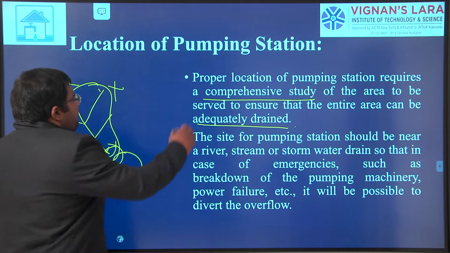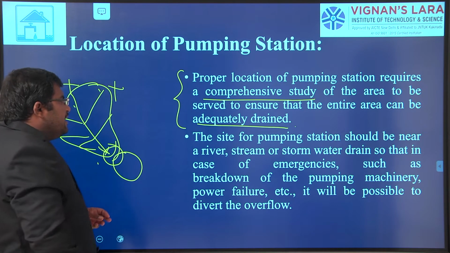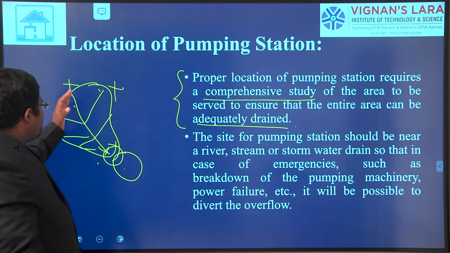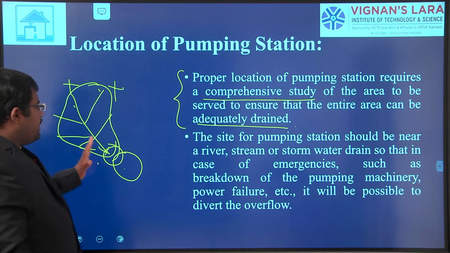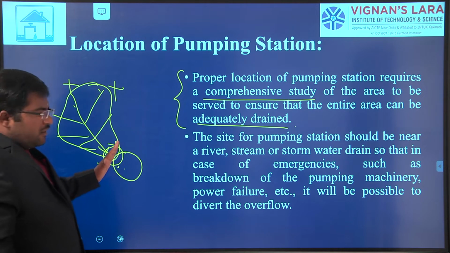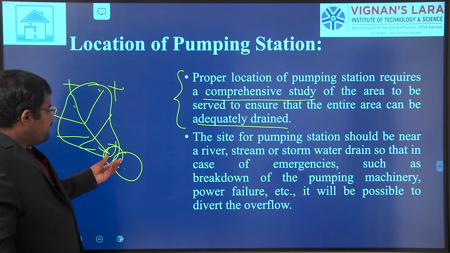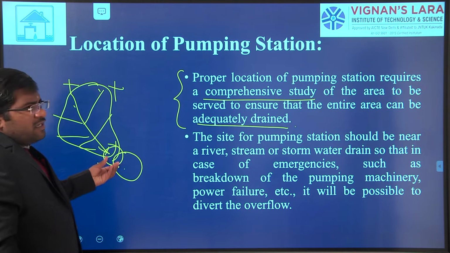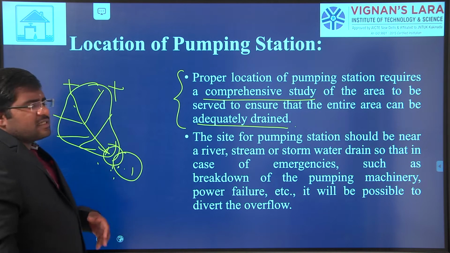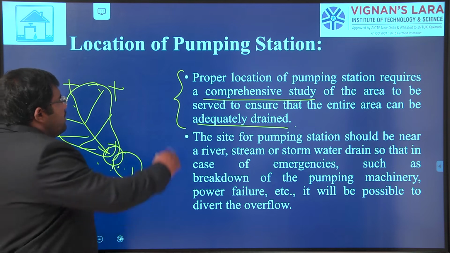So that is the first point. The first point is telling us the place where the whole sewage will come and join, the place where you can collect the sewage. That point you have to select for the construction of the pumping station. That is the first point.